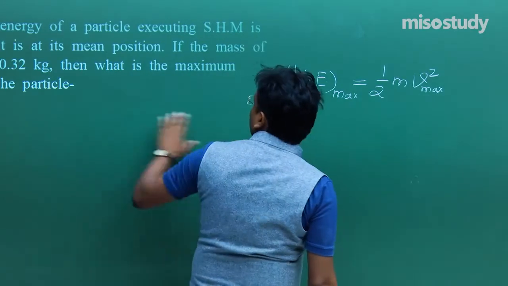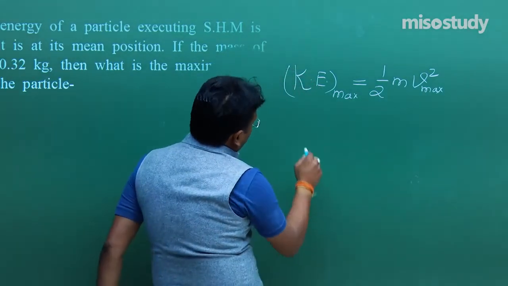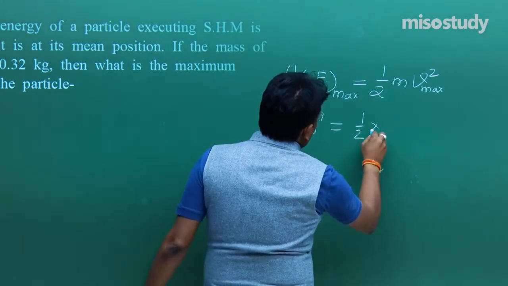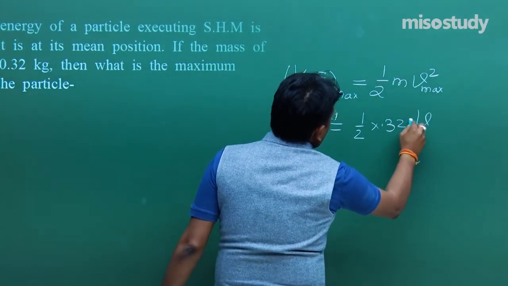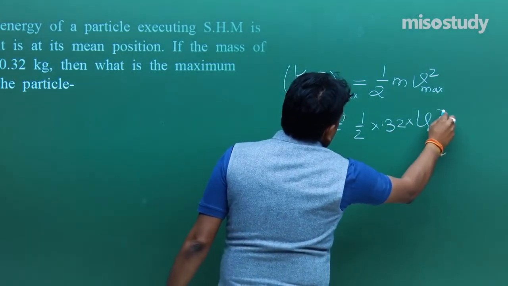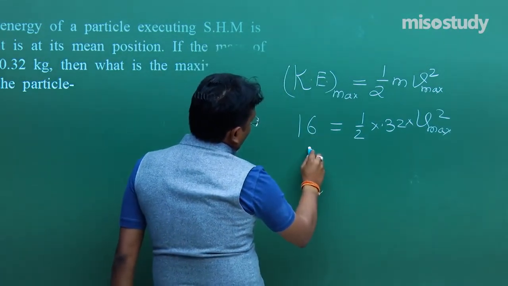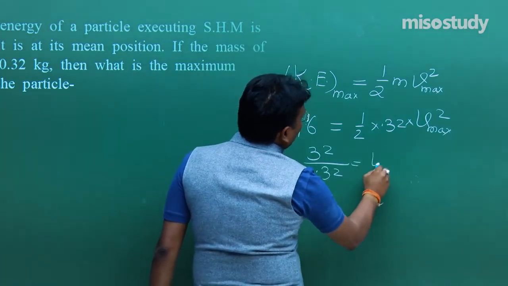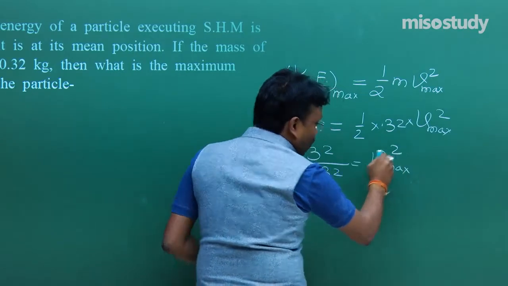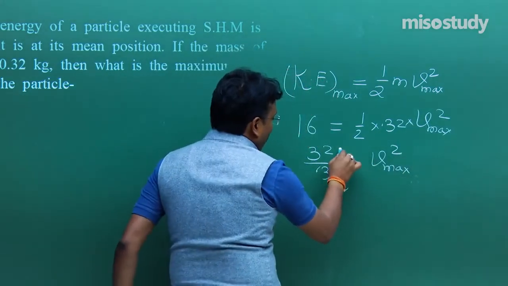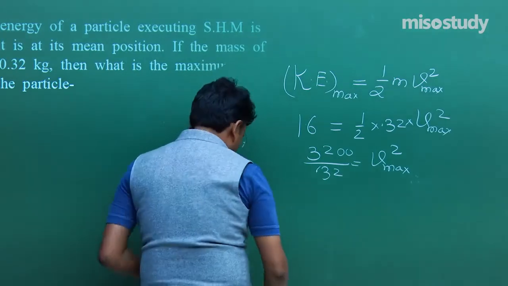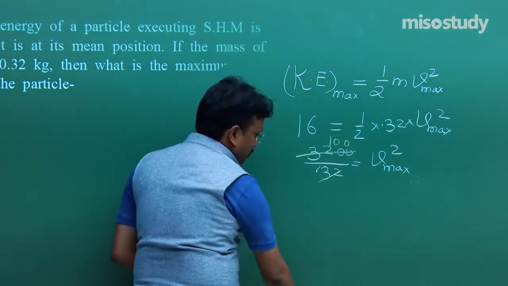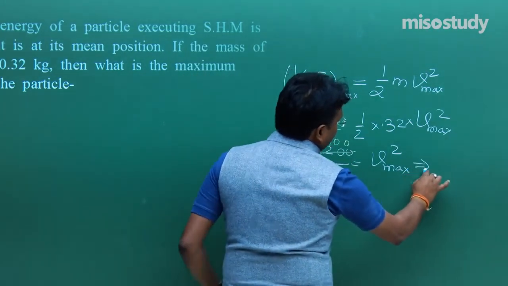Fine. Now kinetic energy given, okay. So let's put the value as 16 is equal to 1 by 2 into 0.32 v max square. Fine. So it's going to be 16 upon 0.32 is equal to v max square. This time I hope you all will feel very comfortable, and then please now at least if I am writing, I hope you will find this explanation very simple, taking root.